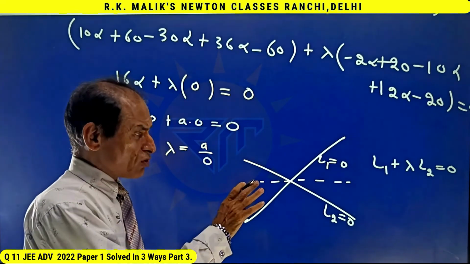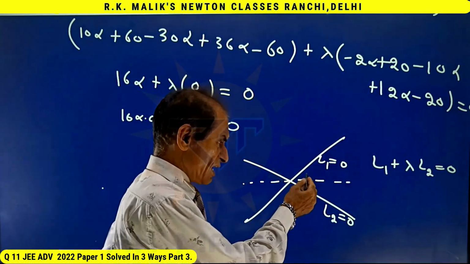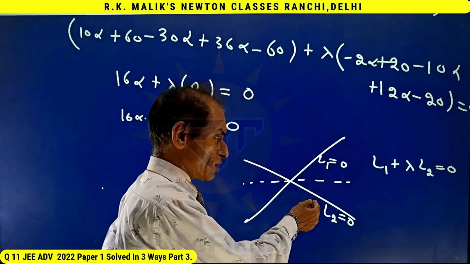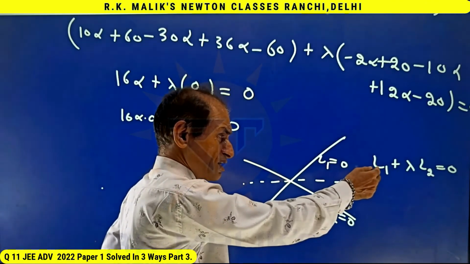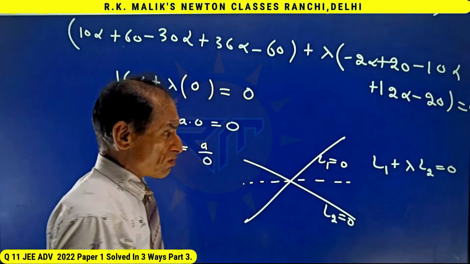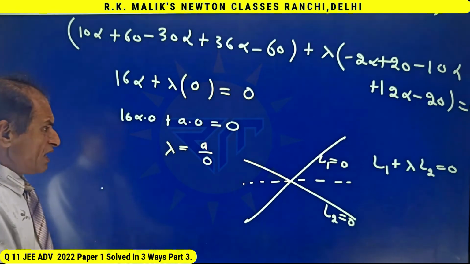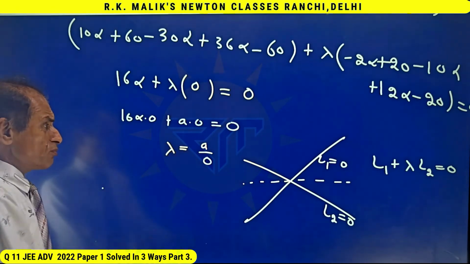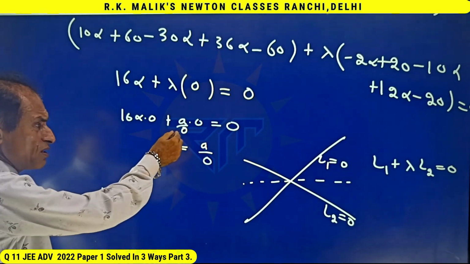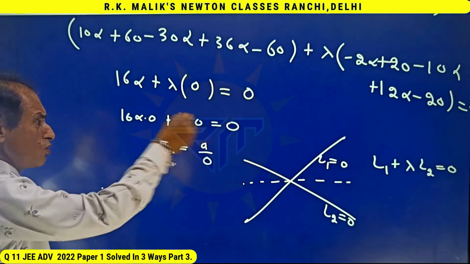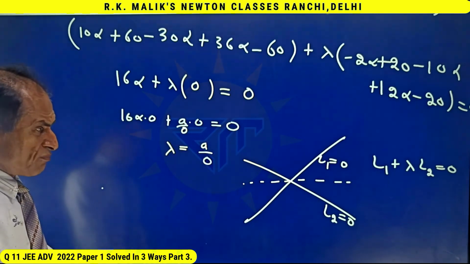Hence, the main concept I want to tell you is whenever you have to find a line passing through the intersection of these two lines, then line is of this form, and lambda in this case can be in the form of constant upon 0, that is allowed. And here lambda is of the form a upon 0, because if 0 comes here, 0 into anything becomes 0 and it will become true for every value of alpha.